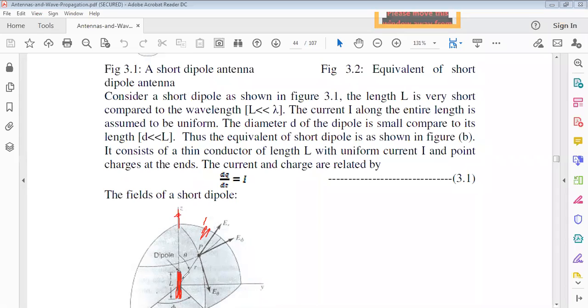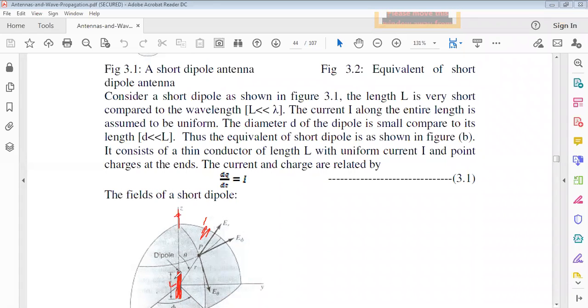Okay, how much length does it contain? Length L. The length of this dipole is L. Consider a short dipole located at the origin of this Cartesian coordinate system. Next, what you have to do is define the current passing through the dipole.